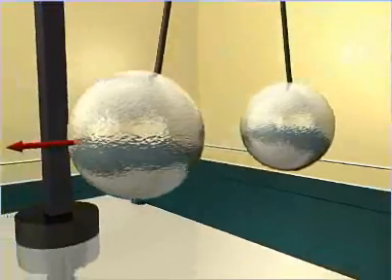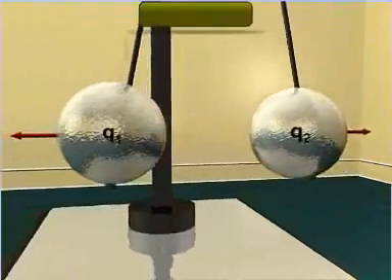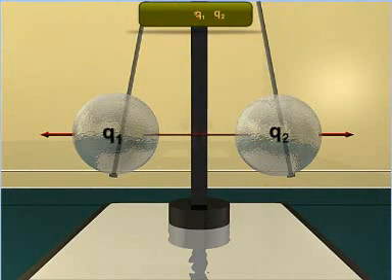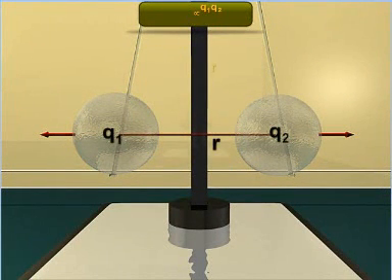Coulomb's Law states that the force between two charges is directly proportional to the product of the two charges and inversely proportional to the square of the distance between the two charges. The Coulomb force acts along the line joining the centers of the two charges.